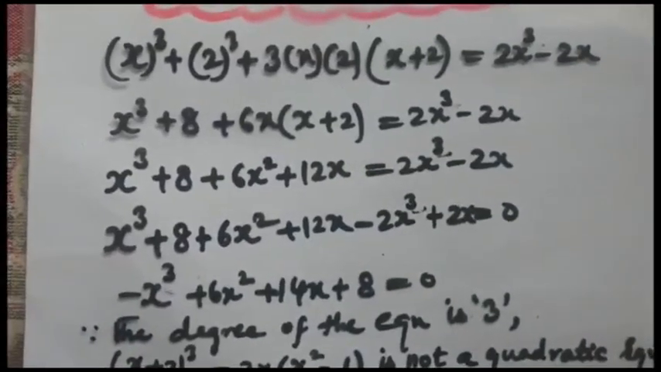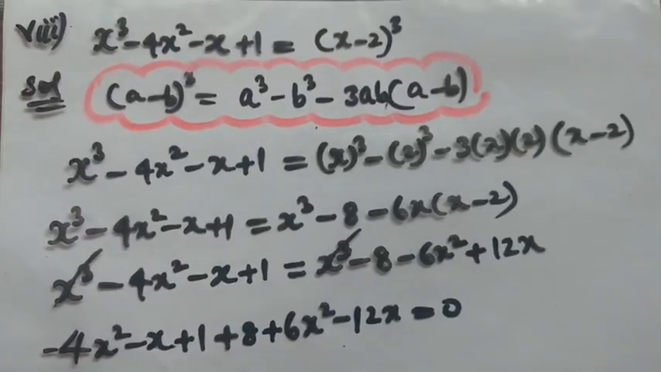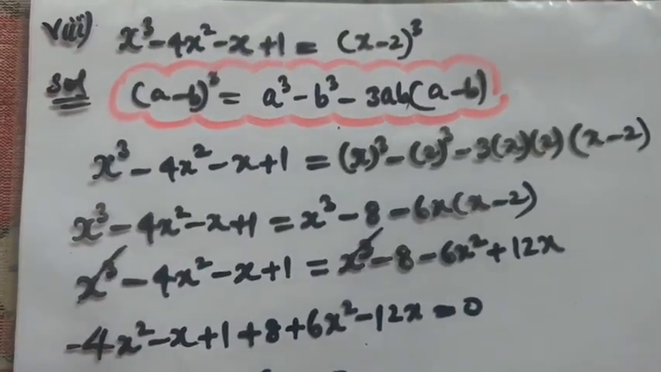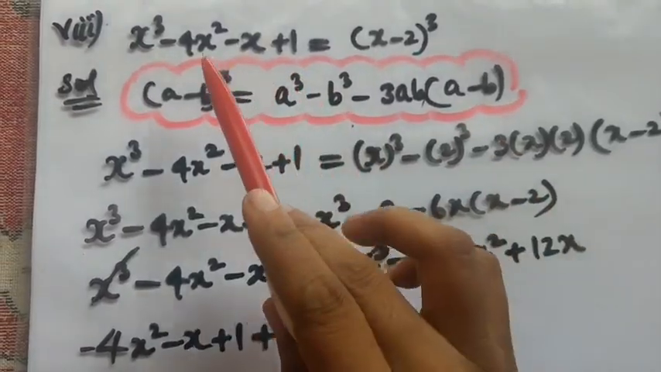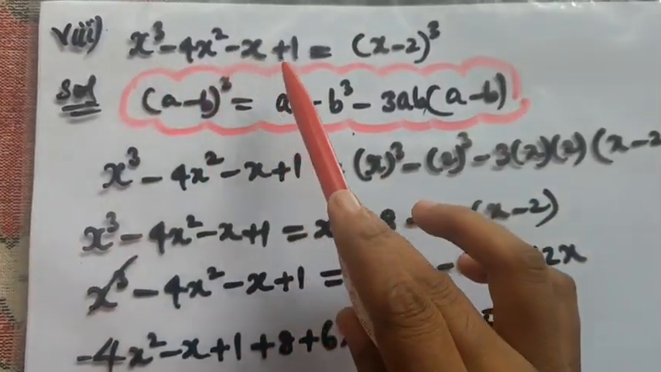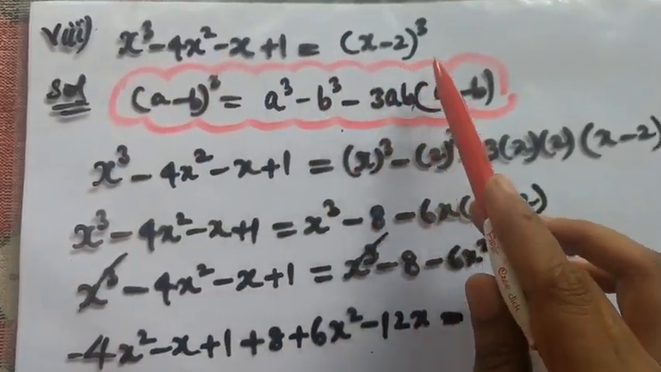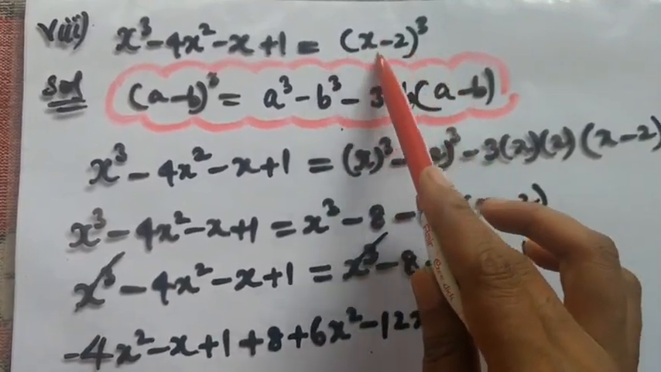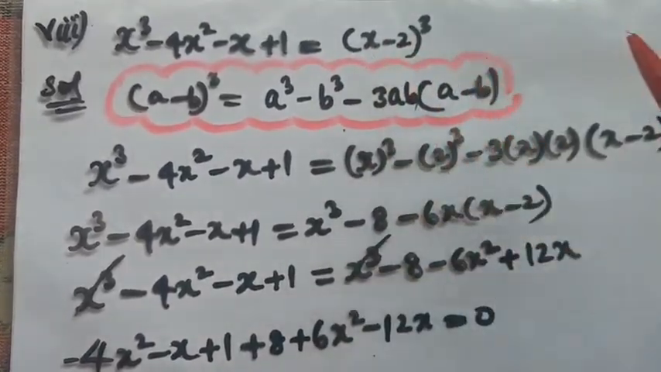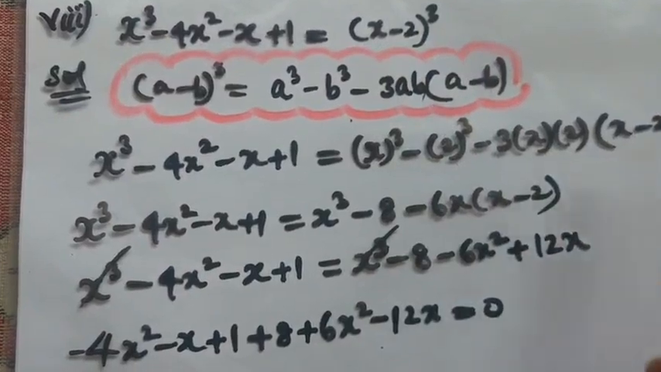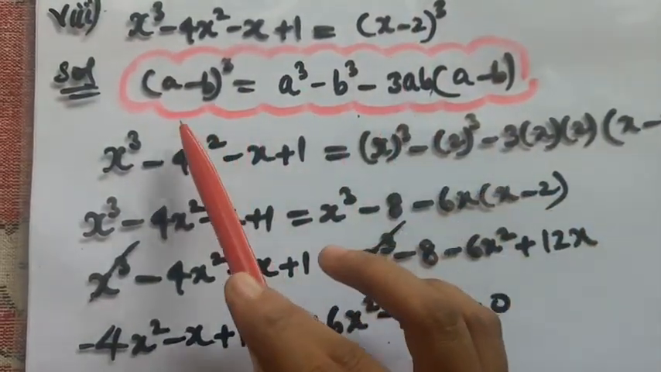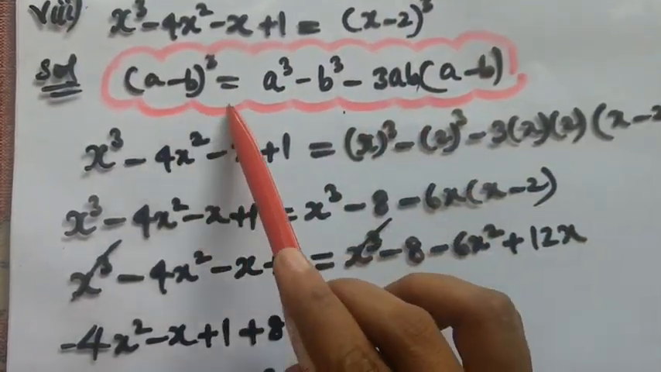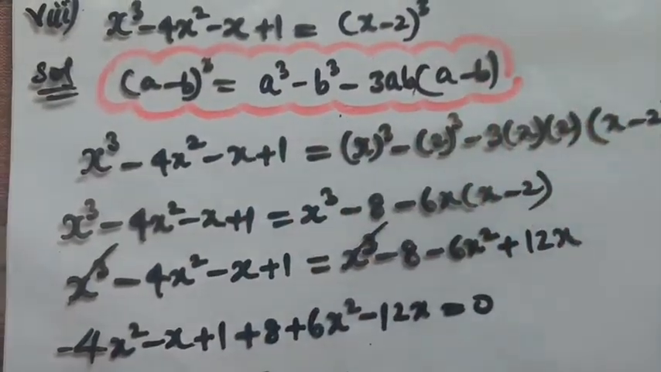Now let's go to 8th bit. Here it's question number 1, 8th bit of exercise 4.1. The given question is x^3 - 4x^2 - x + 1 = (x - 2)^3. Now once I see this type of thing, I should get the idea that I have to use algebraic identities. So based on this, I am writing it is similar to (a - b)^3. So I am using this formula or algebraic identity, you can say.